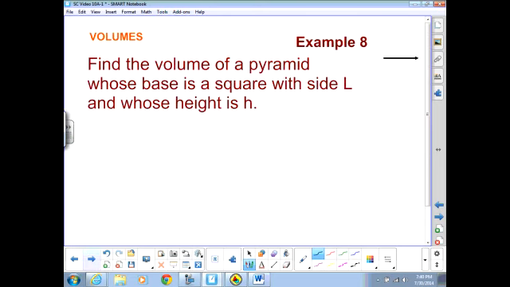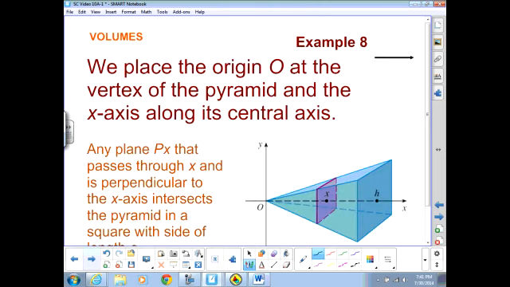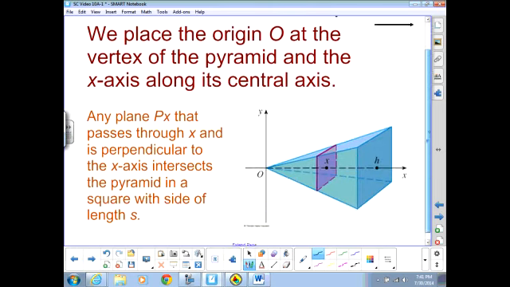So we'll look at one more example. This time we're going to find the volume of a pyramid whose base is a square with side L. Now notice L, we don't have the value of it, but it's a constant. It's always staying L. And whose height is h. Again, we don't know the value of h, but it's a constant. So L and h are numbers. They're not variables.